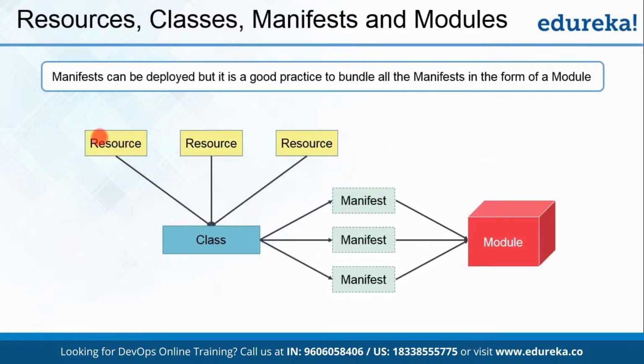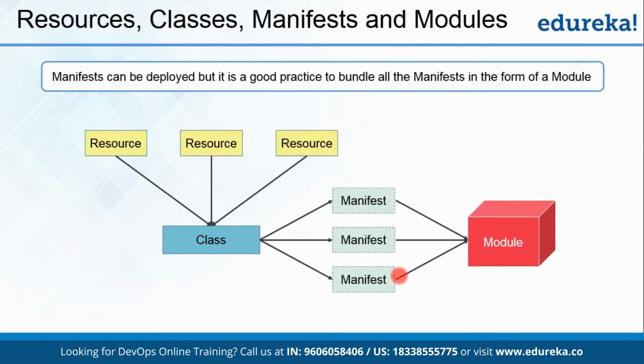There are certain resources. A user is a resource, a file is a resource, basically anything that is there can be considered a resource. Multiple resources combine together to form a class. This class, you can declare in any of the manifests that you want. You can declare it in multiple manifests. And then finally, you can bundle all these manifests together to form a module.